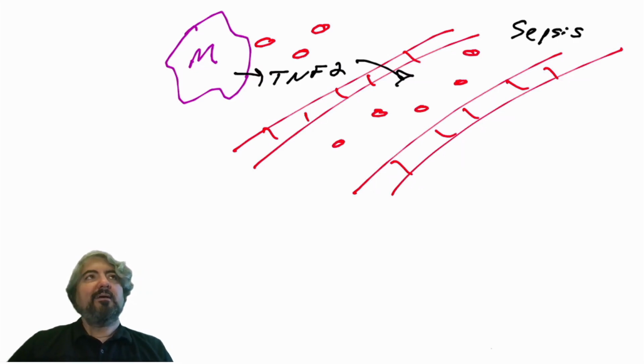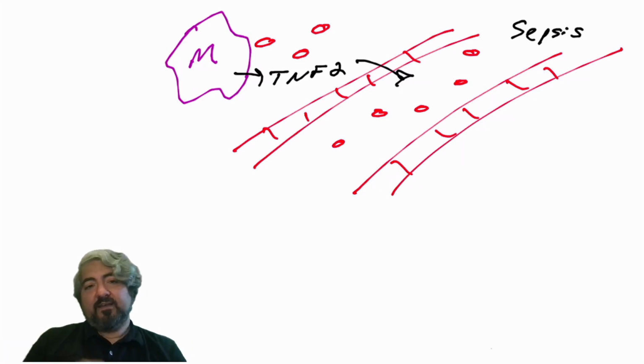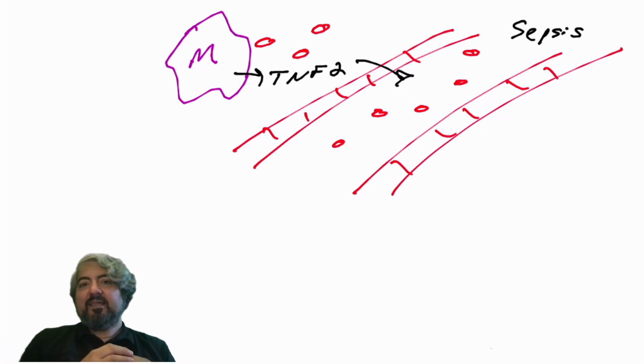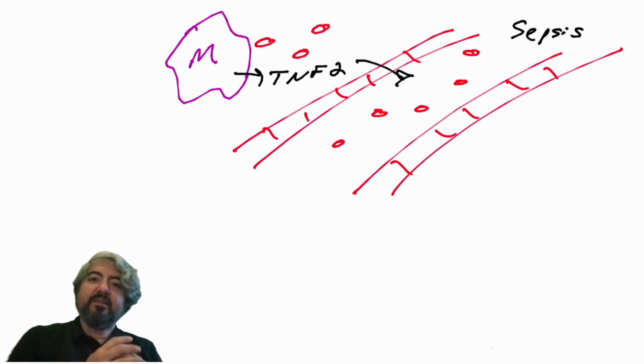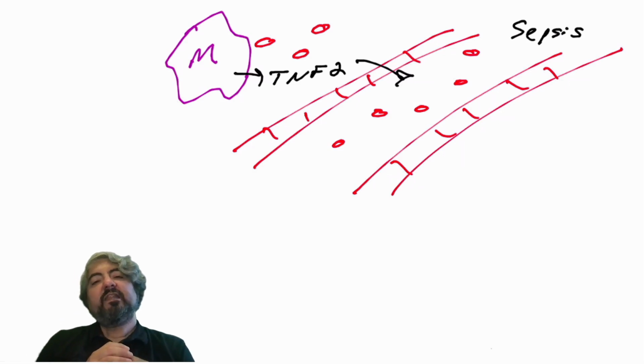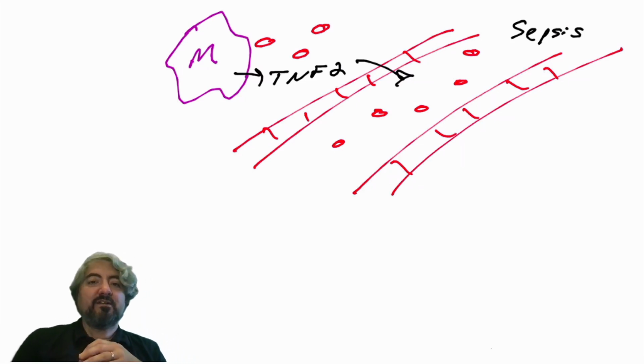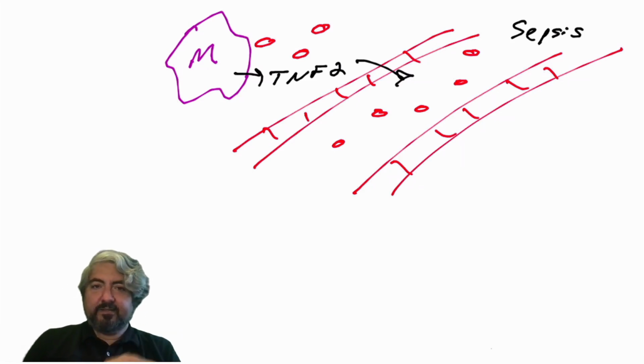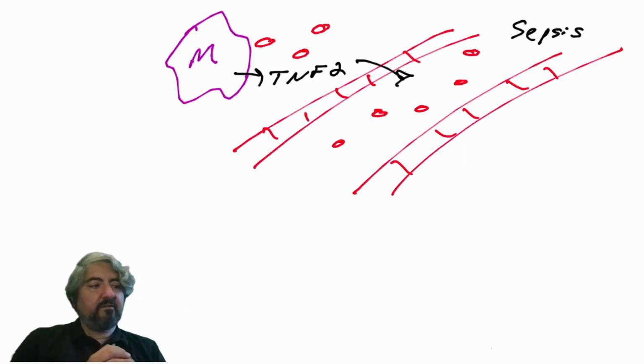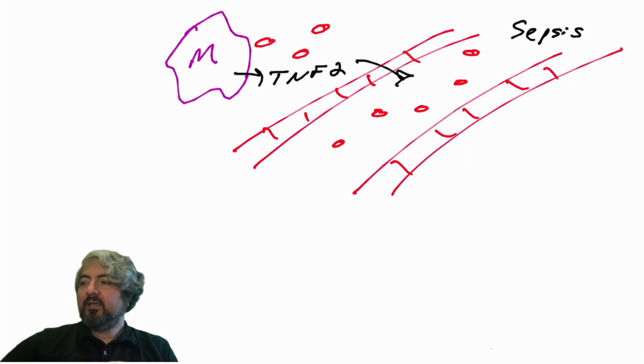The issue, and now we're going to talk about a deleterious effect of TNF alpha, is that if there's too much of it produced, and this often occurs during sepsis, right? Sepsis refers to when a pathogen like a bacteria has entered the circulatory system. Now the pathogen has free range throughout the body.